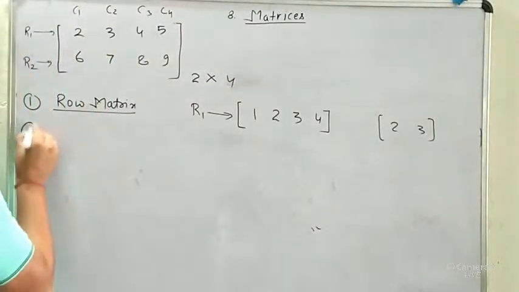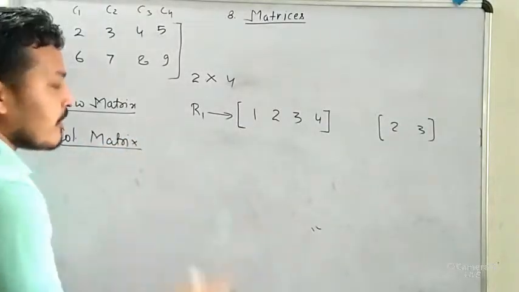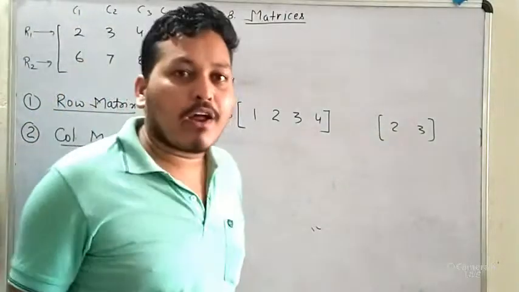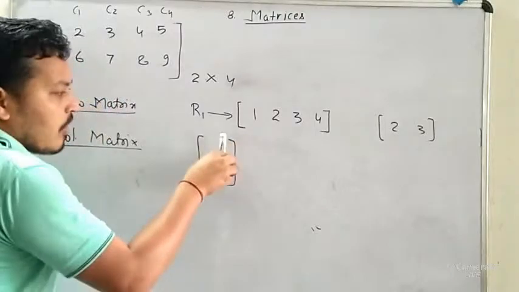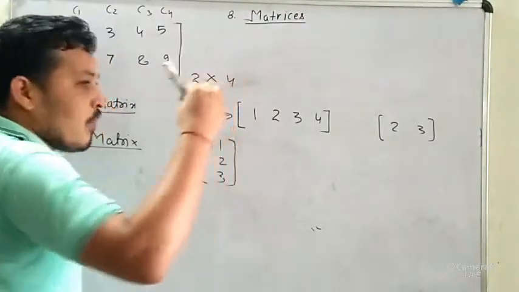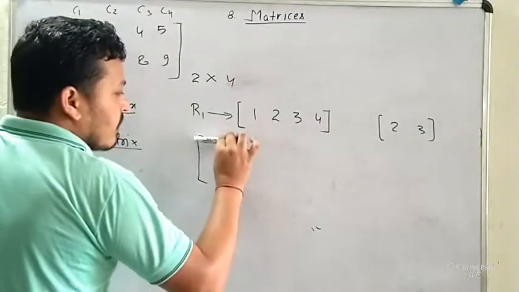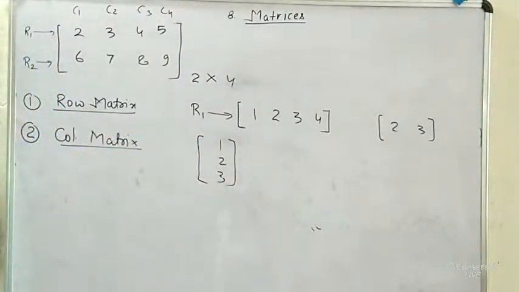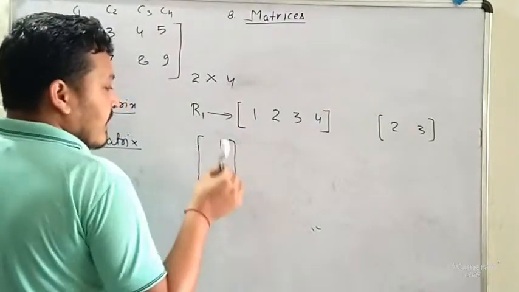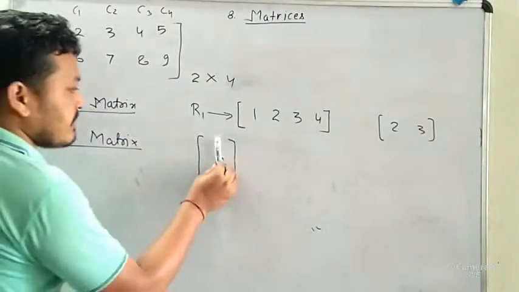Next one is column matrix. Column matrix means, if you have given only one column in the given matrix, only one column, 1, 2, 3. How many columns here? Only one column is here. Rows can be infinite, but column is one. How many rows are here? Number of rows 1, 2, 3 rows, but column is mandatory, must be 1. Then that type of matrix is known as a column matrix.